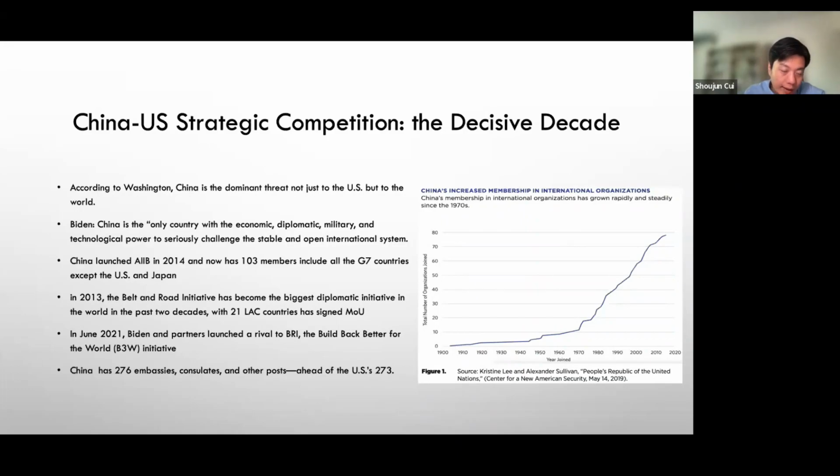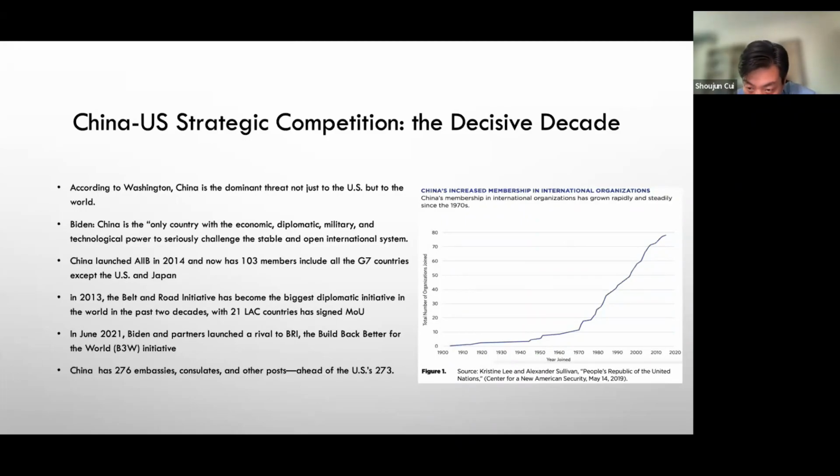Right now, China has 276 embassies, consulates, and other posts, ahead of the US. The US number is 273. So in terms of the size of its diplomatic network, China right now is bigger than the United States. That shows a gesture of China to embrace the world.